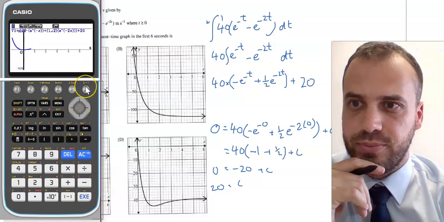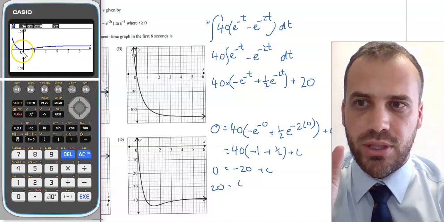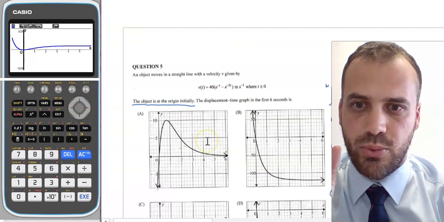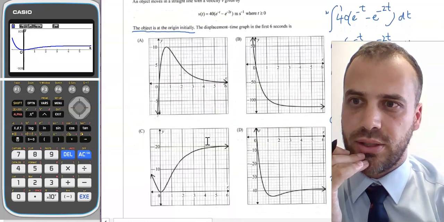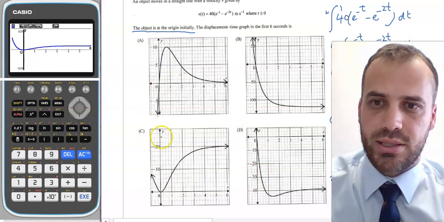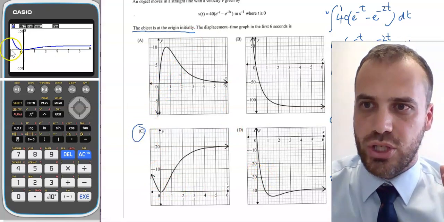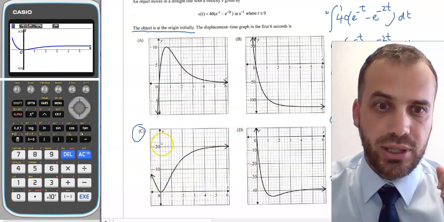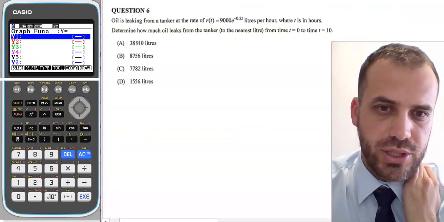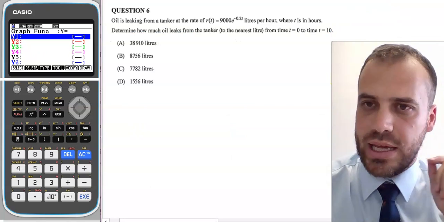And then you draw it. All right, and you'll get something that looks like that. After that, it's time to look at our options and see which of our options looks like that. And you can see the only one is C. Now you can change your view window to make it look more like that, but that looks like that's what our solution is. To question 6, I think, which is going to be a little bit easier.